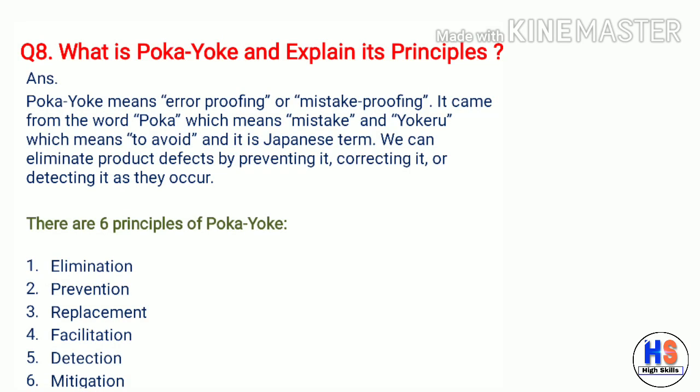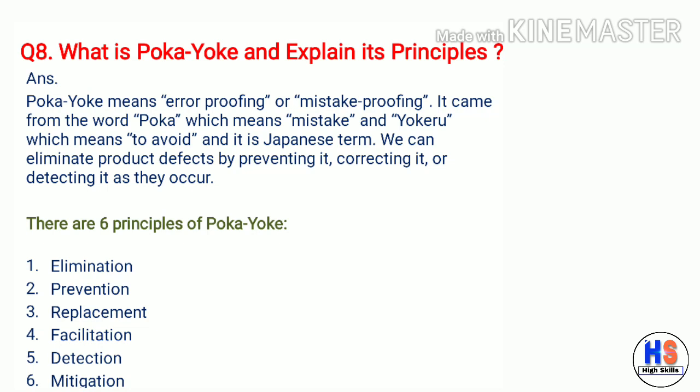The next, 8th question the interviewer can ask you is: what is Poka-Yoke and explain its principle. It is a very important question. Its answer is: Poka-Yoke means error proofing or mistake proofing. It came from the Japanese words Poka, which means mistake, and Yokeru, which means to avoid. We can eliminate product defects by preventing, correcting or detecting them as they occur.